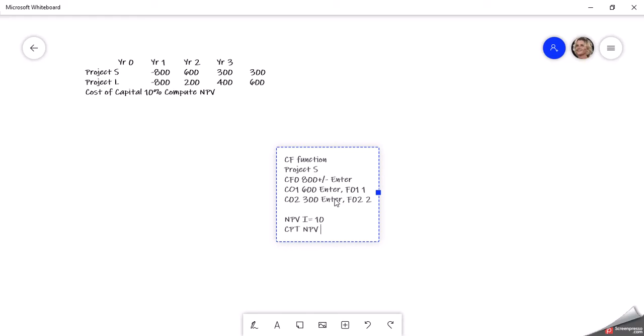And then make sure you don't have anything in future years. You can zero out everything in your cash flow function by hitting the cash flow function button, the second menu, and the clear work if you want to make sure everything's all 0 before you start. Then come over to your net present value, put in 10 as your I, hit enter, arrow down, and compute. And then that gives me $218.78.